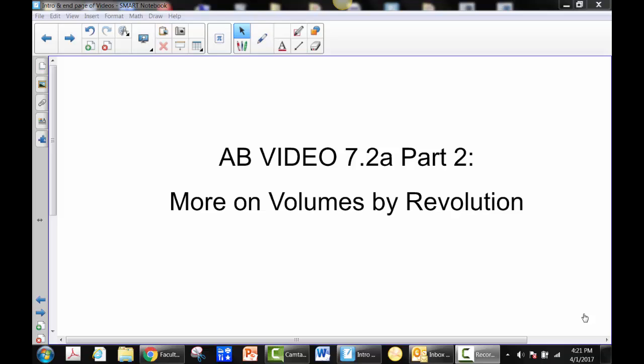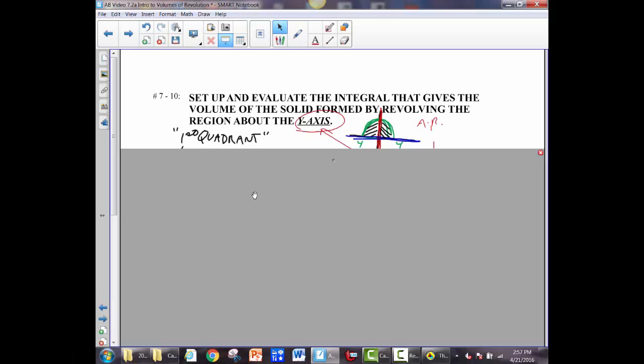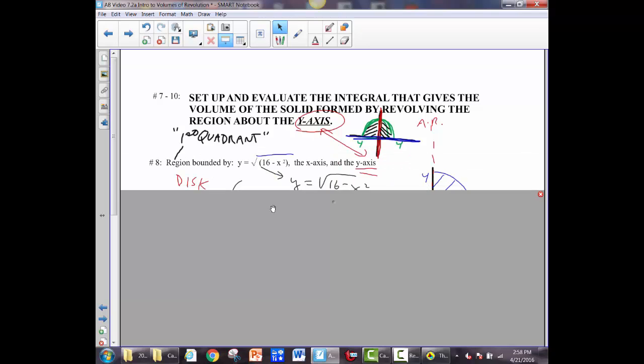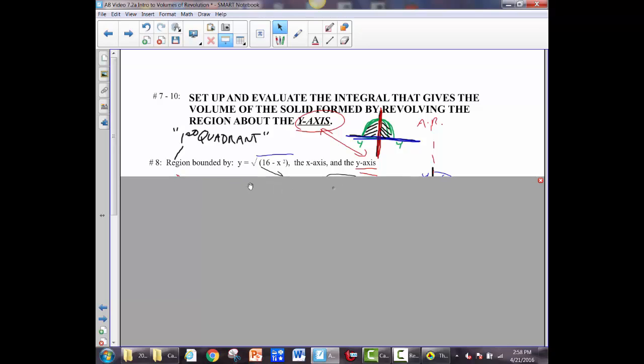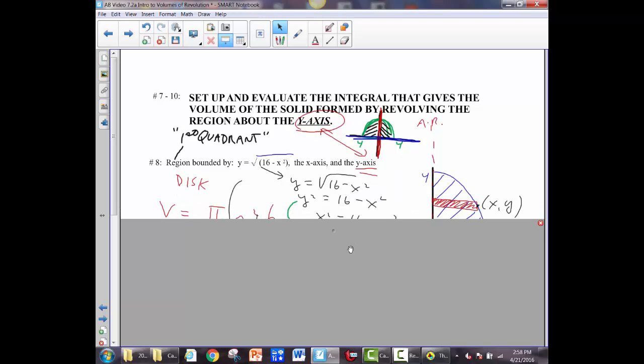Hi, welcome to AB Video 7.2a Part 2, more on volumes by revolution. Set up and evaluate the integral that gives the volume of the solid formed by revolving the region about the y-axis this time. The region is bordered by y equals the square root of 16 minus x squared, the x-axis and the y-axis.